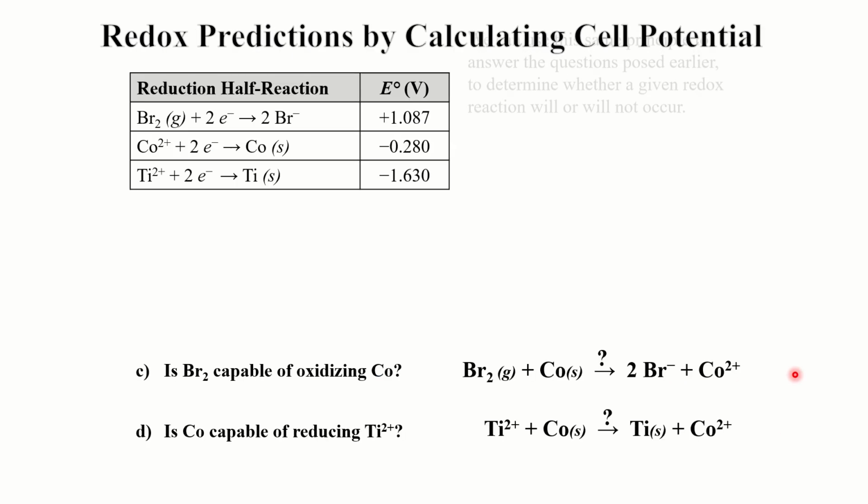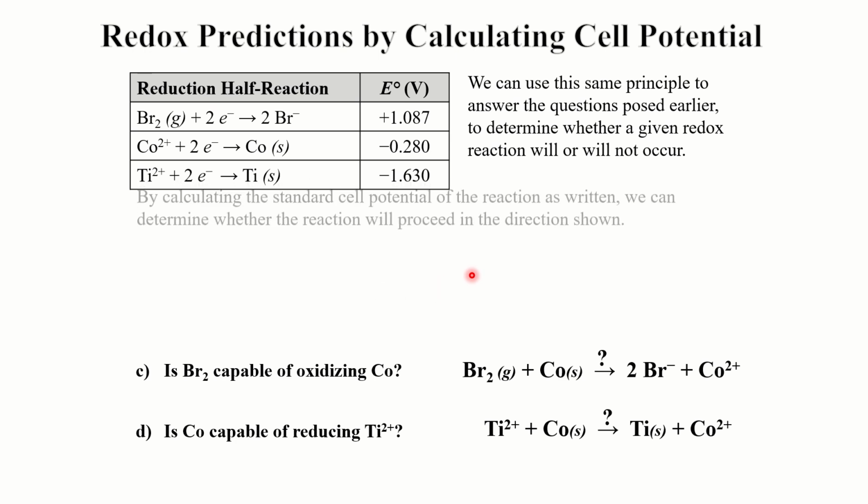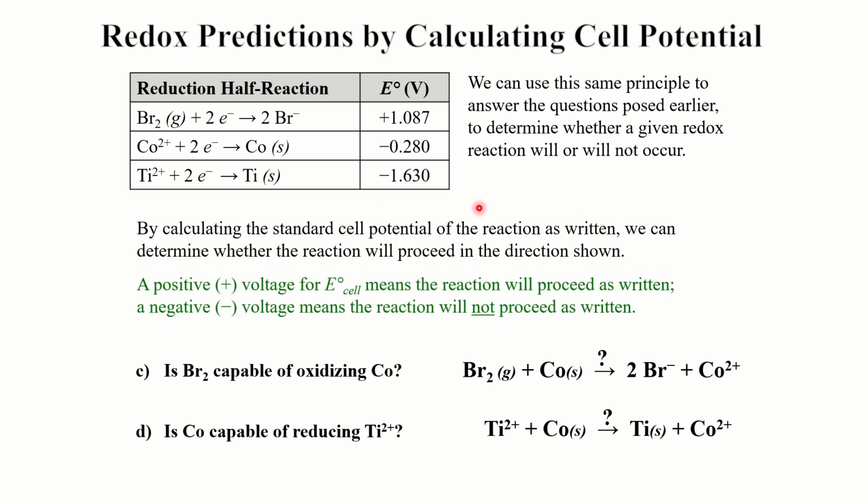Let's use what we just learned to go back and analyze questions C and D. So what we're going to do here is calculate the standard cell potential of the reaction as written, and from this, we can determine whether the reaction will proceed in the direction shown. If the reaction has a positive voltage for each cell, the reaction will proceed spontaneously as written. It's considered to be a galvanic cell that will produce electricity. If you have a negative voltage, this means the reaction will not proceed as written.